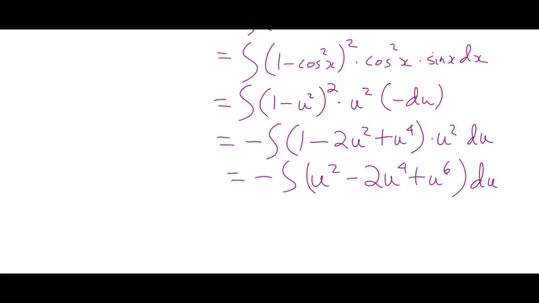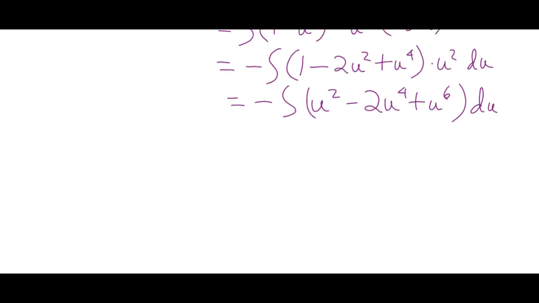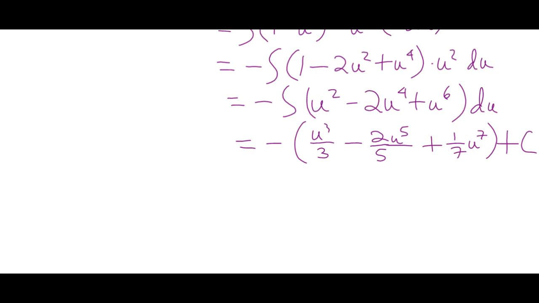Almost trivial, right? We're just adding 1 to the power and dividing by the new power now. So to find this integral, this is easy, right? It's just u's and it's just powers. So it's negative, okay, u cubed over 3, minus 2u to the fourth, so we go up to a 5, so it's 2 fifths u to the fifth, plus 1 seventh u to the seventh. I need brackets. And on the end, plus c.